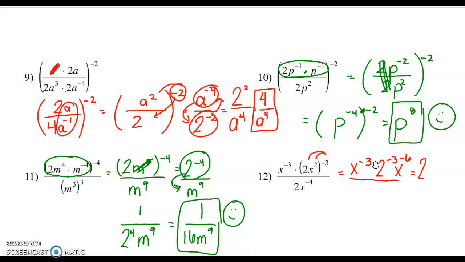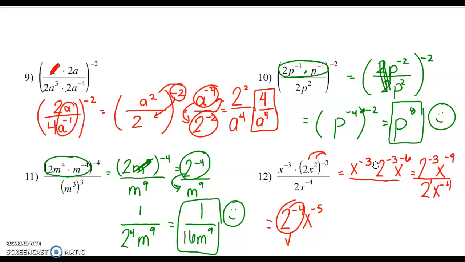So I have 2 to the -3. x to the, when you multiply like bases, you add the exponents. So -3 plus -6 is -9 over 2x to the -4. So I see I have bases of 2. So when you divide like bases, you subtract the exponents. So -3 minus 1 would be -4. So 2 to the -4. x to the -9 minus -4 is -5.